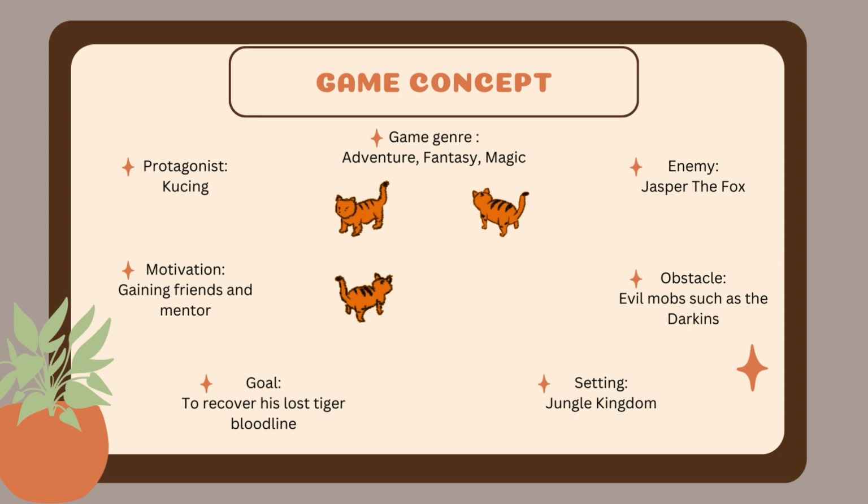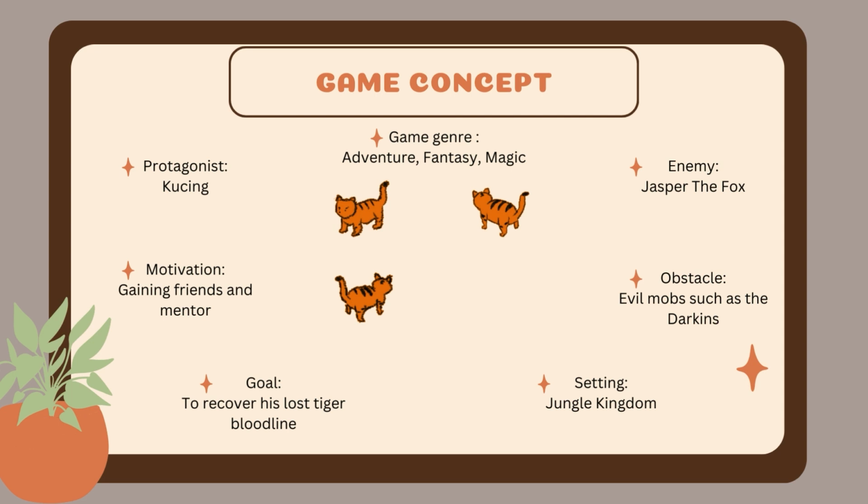So the protagonist here is Kucing. So this is Kucing, the tiger cub. It is designed like this. It looks like a cat, but it has the color of a tiger. So the main enemy here is Jasper the fox. Later he will become his friend, then he is going to betray Kucing at the end of the game.